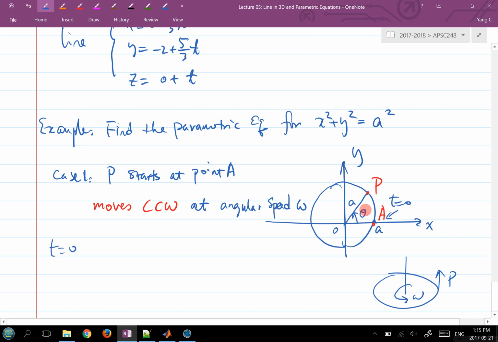From way before this, when you consider the positivity of angle theta, theta is always measured from the x-axis to the line. Theta is always positive when it's counterclockwise. That's how you define your angle theta. If it goes clockwise, then instead of a positive angle, you consider it a negative angle.